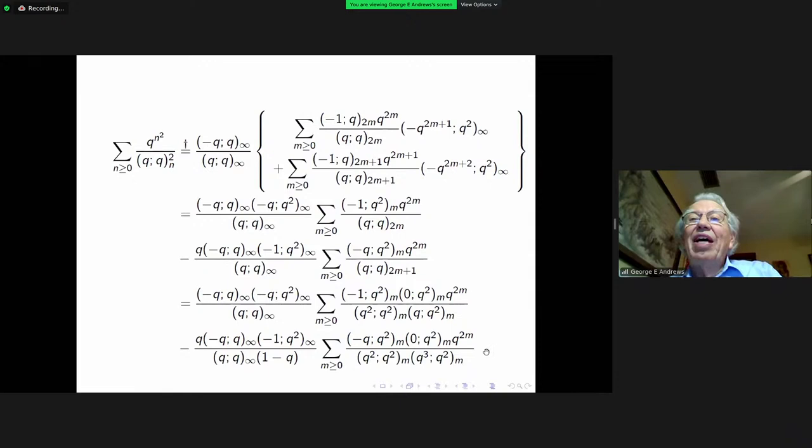In other words, I split the exponents that are even from the exponents that are odd in each of these series. And the reason I do that is to show that what I have on the screen is two instances of the Heine series itself. The base is not q any longer, it's q squared, but both of these are Heine series, and so we can apply Heine's transformation to them.